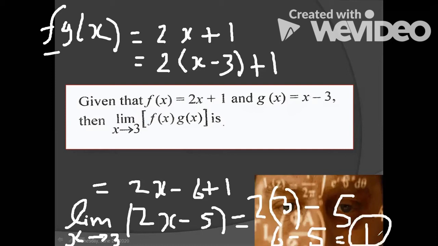Alright, so the value, as x approaches 3, of this expression here, f of g of x, is actually equal to 1.